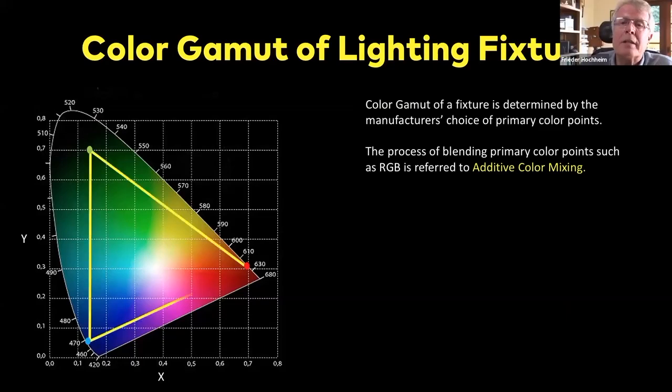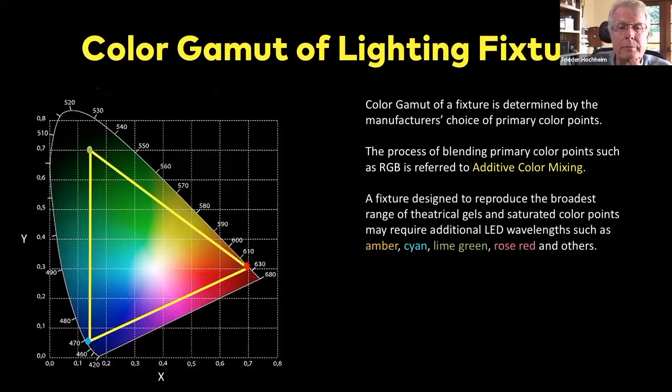So, as I said, the color gamut of fixtures is determined by the choice of primary colors. And by blending these colors, we call this additive color mixing. So if I blend the green and the red together to get to a yellow, that's an additive color mix.